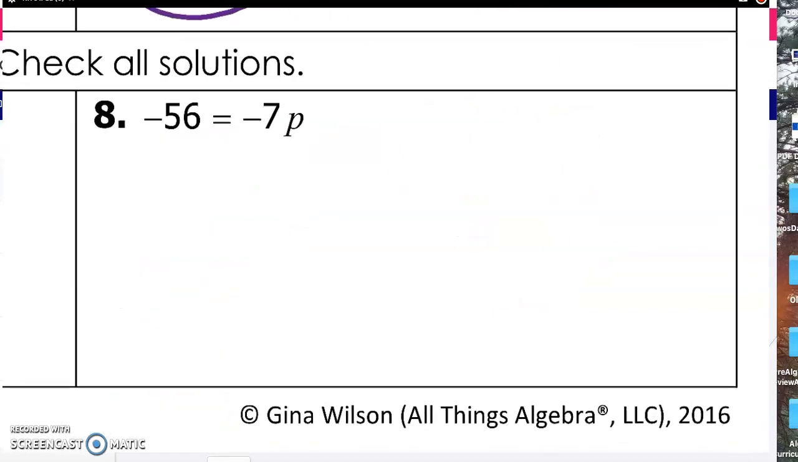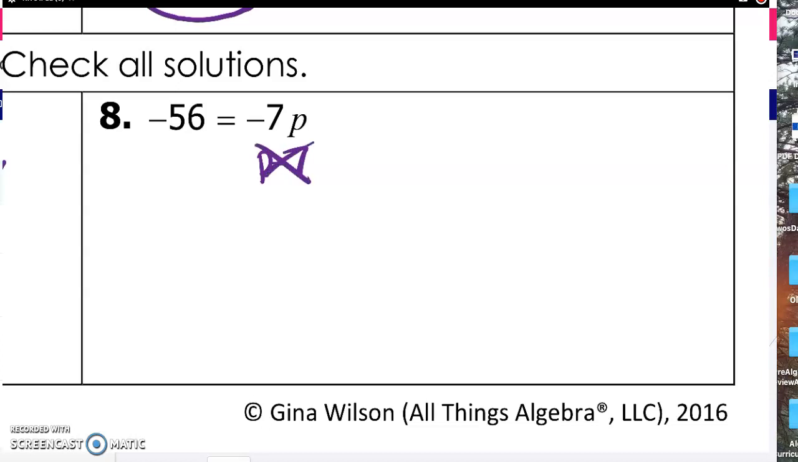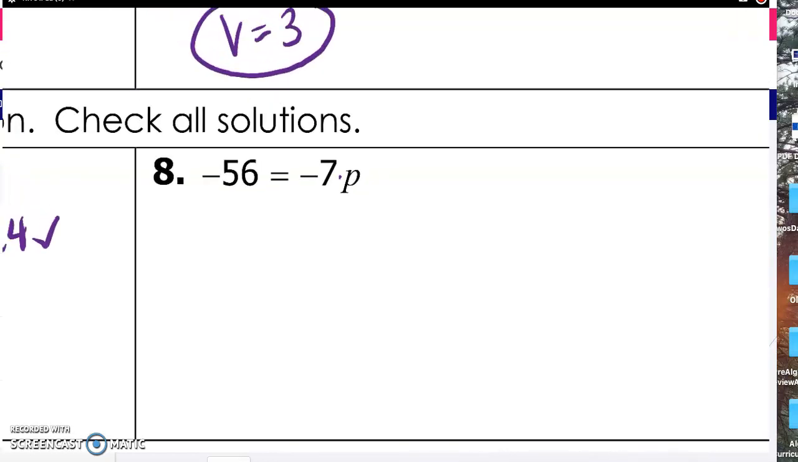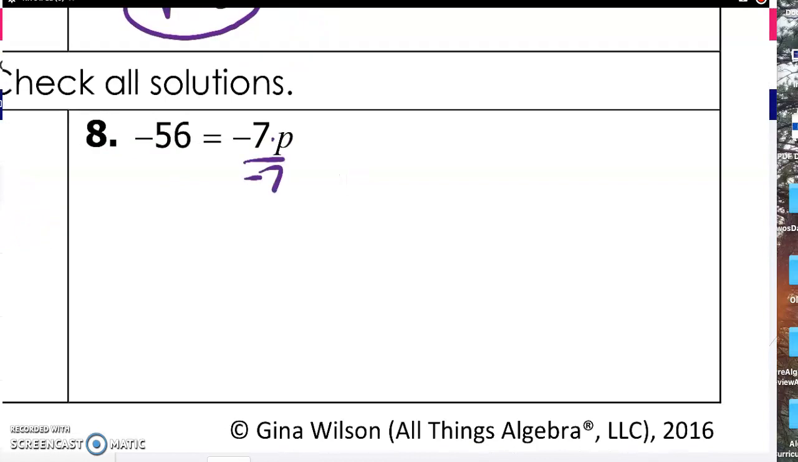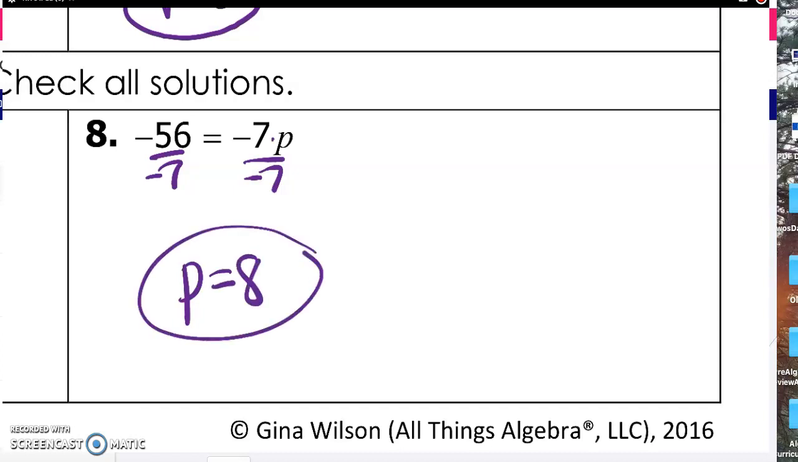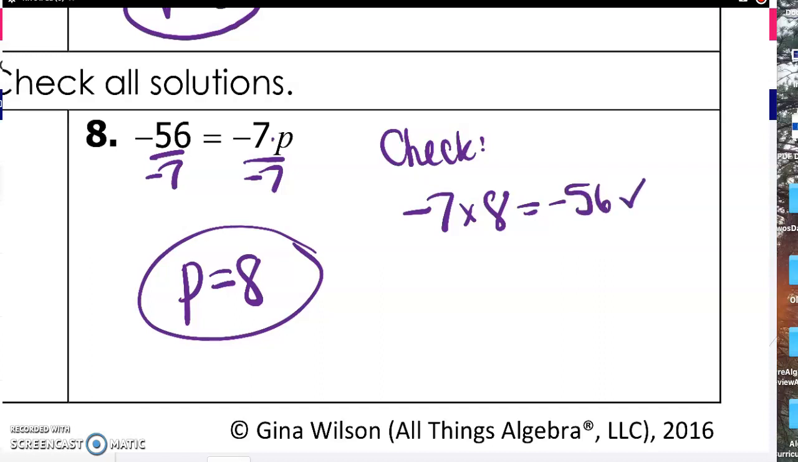Number 8, this is not negative 7 plus P. Right? This is not P minus 7. So you could not rearrange that to P minus 7. That's not what that means. Remember, when two things are right next to each other, it means multiplication. We just don't put a multiplication sign in. So to get P by itself, we need to divide by negative 7, divide by negative 7. P equals 8. So if you were to check it, in your calculator, you would do negative 7 times 8 and make sure it equals negative 56.